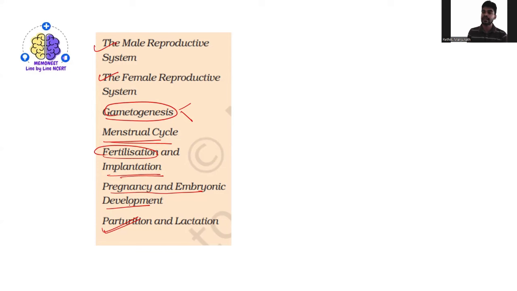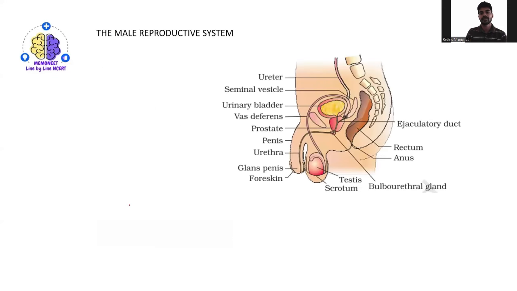So without delaying the time, let us move to the male reproductive system. This is the male reproductive system. See, the male reproductive system is actually located in the pelvic region. Okay. So what all does it include? It includes a pair of testes.